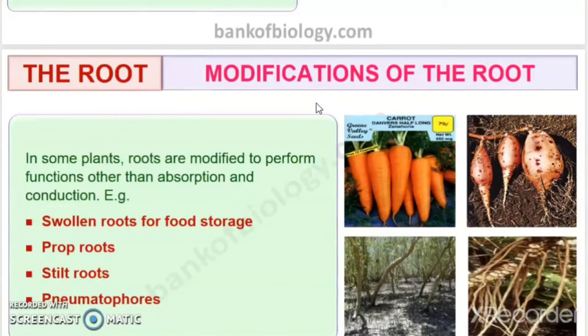So who is changing this shape and structure? It is the roots. Roots in some plants modify themselves, which means that they bring about a change in shape and size to perform other functions. It helps the plant to withstand some conditions, and it also helps the plant to survive properly. So with these modifications, it helps the whole plant. Let us see what are the different modifications of this root system.